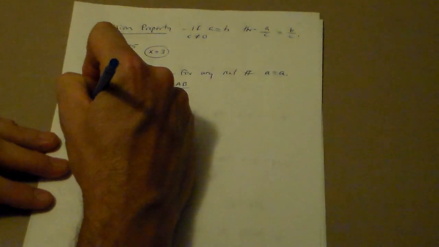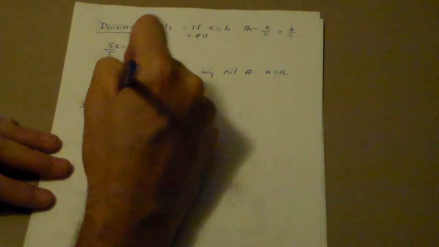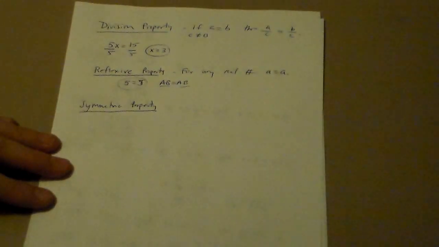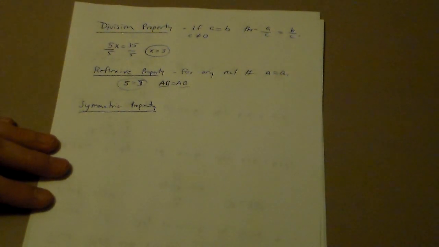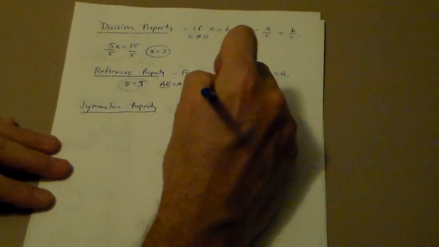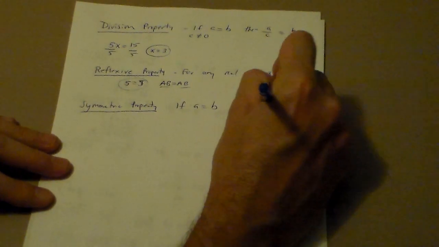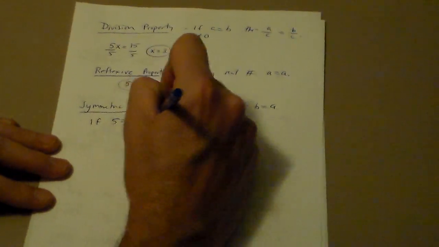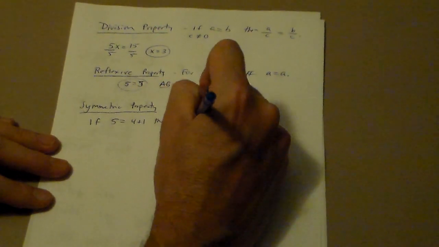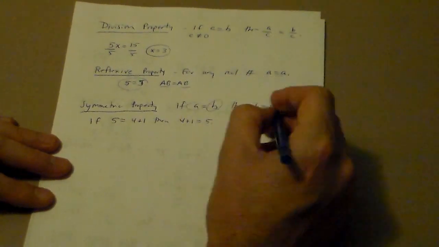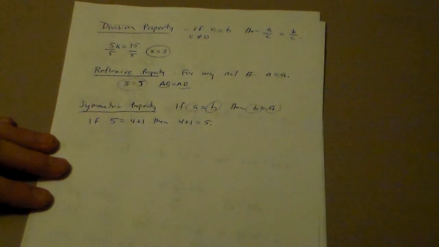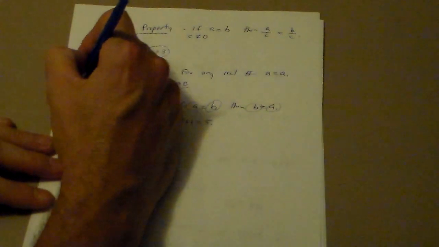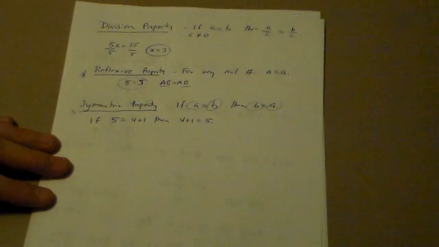Okay? This next one's not seen very often, but I'll give it to you. It's called the symmetric property. And that says if A equals B, then B equals A. Or if 5 equals 4 plus 1, then 4 plus 1 equals 5. It's like just switching what's on the sides of the equal sign. Again, not that important. This one you'll see in proofs. This one here, not as much.